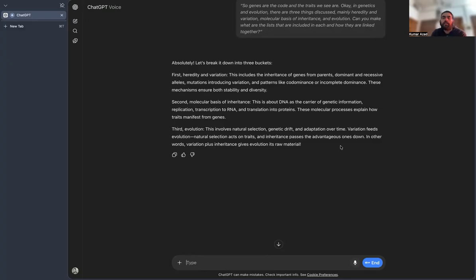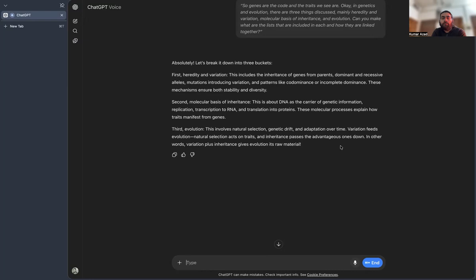Okay, basically, the first part is heredity and variation. This includes inheritance of genes from parents, dominant and recessive alleles, mutations introducing variation, and patterns like codominance or incomplete dominance. These mechanisms ensure both stability and diversity.